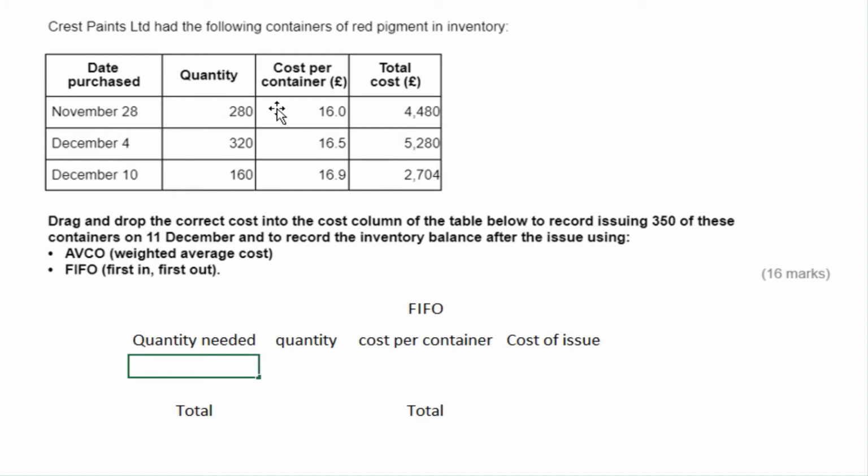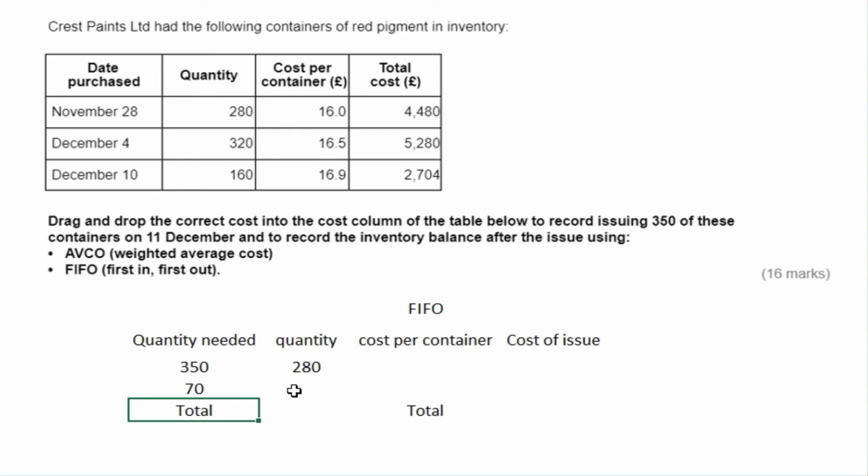So now we're looking at the FIFO issue. The first thing we need to know is how much is in the issue, and as we know, it was 350. With FIFO, it's first in, first out, so we need to look for the earliest date that came in, and that would be November the 28th. There was 280 in that batch, so we're already using 280 from the 350 needed, and that means there is 70 left if you minus away 280 from 350.